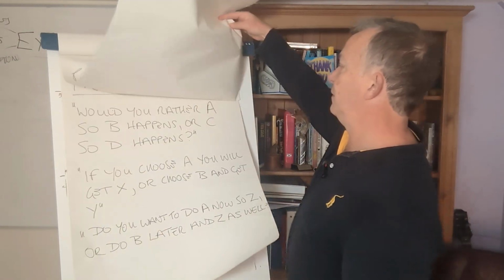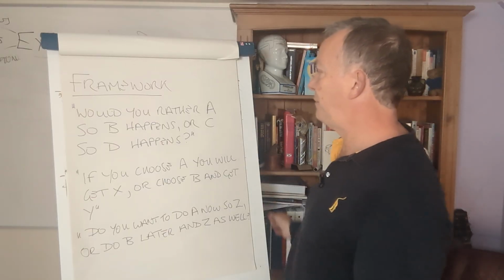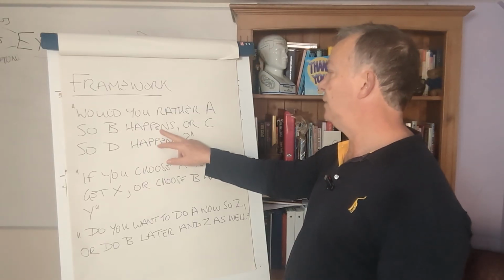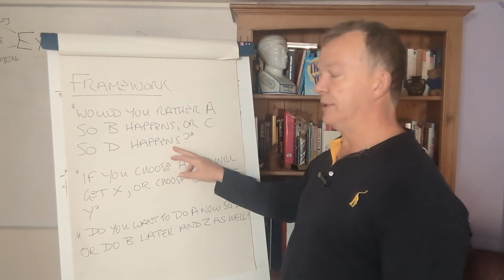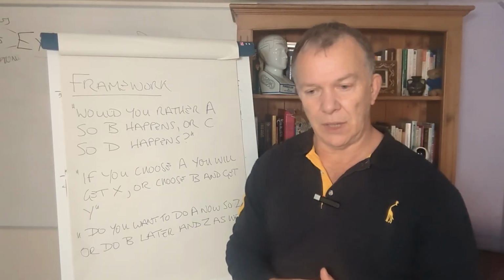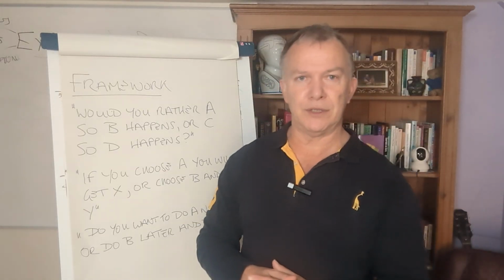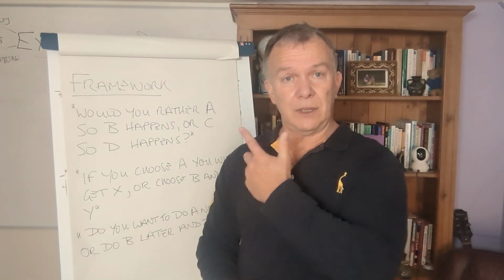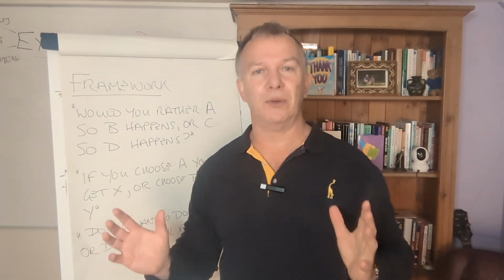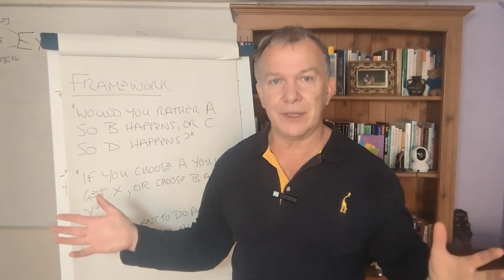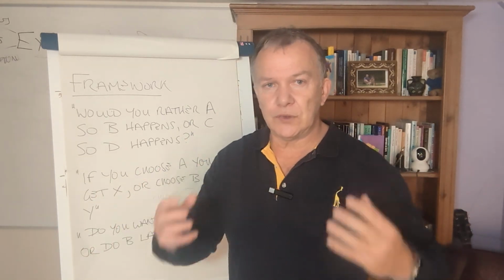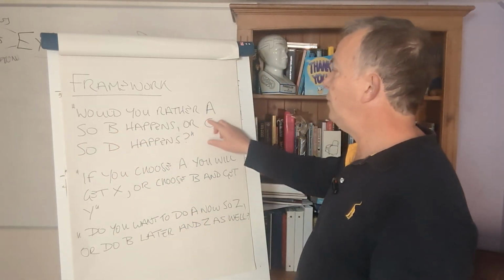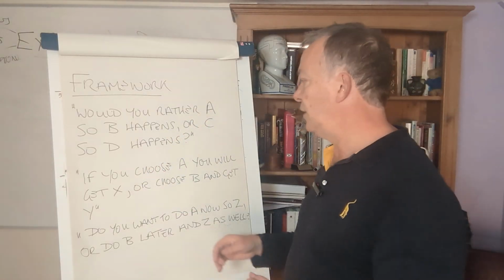So let's have a look at the structure of this. Here's the basic framework. Would you rather A, so B happens, or C, so D happens? Now, what I recommend that you do, and this is what I learned about 30 odd years ago when I trained with Richard Bandler and we were learning language patterns, was get a construction like this and write out 100 examples of each one. I know you're thinking 100. Yeah, because that will start installing this into you so that you just do it automatically. So write out 100 examples of that in your particular context that you want to work with.